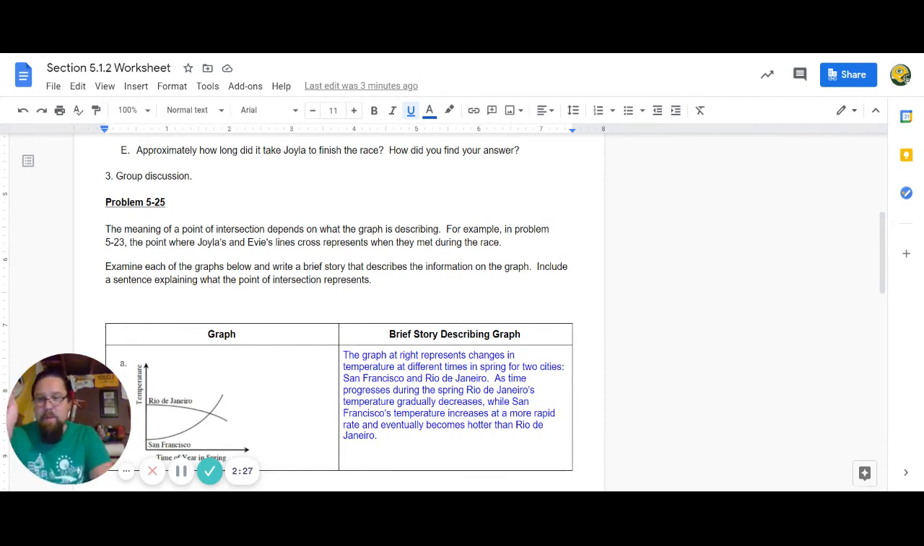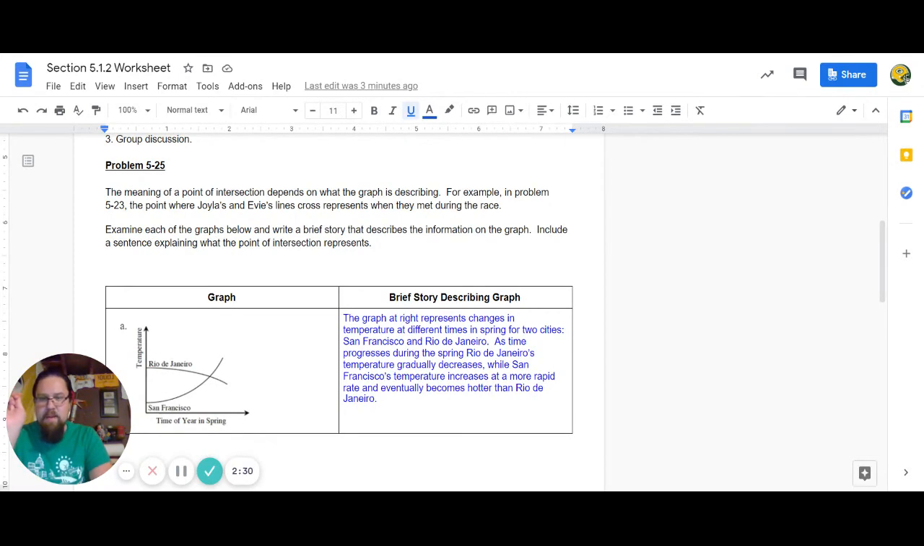Okay? So look at this graph right here. And here's what I said about this graph. It said the graph at right represents changes in temperature at different times in spring for two cities, San Francisco and Rio de Janeiro. As the time progresses during the spring, Rio de Janeiro's temperature gradually decreases, while San Francisco's temperature increases at a more rapid rate and eventually becomes hotter than Rio de Janeiro. And then I'll add: the point of intersection represents the time during spring where the two cities have the same temperature.